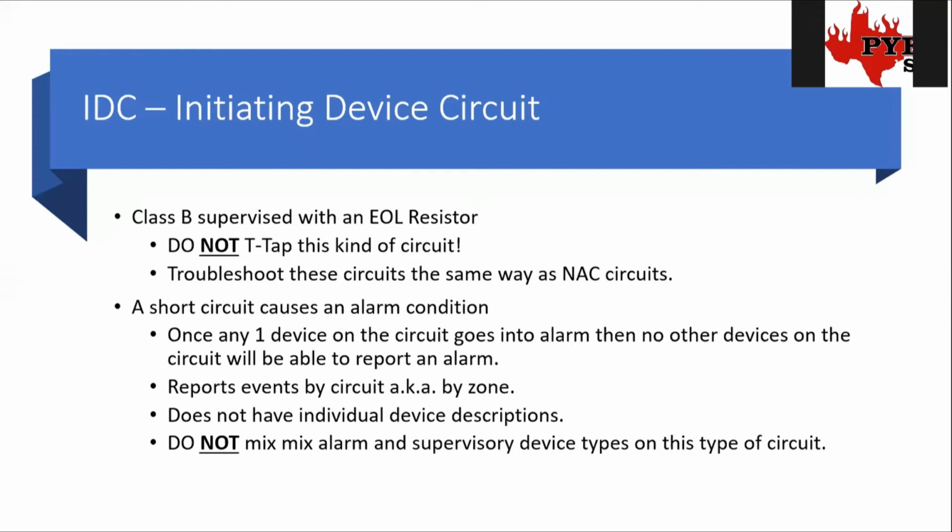So if you have a problem on that circuit or you have a problem with one of those devices, you're going to have to travel the whole length of that zone. You're going to have to walk down it, look and inspect and everything else to try to figure out where it is. The same as if there's a fire and it's reporting an alarm. You just know that the alarm's in that section of the building. You don't actually get the individual device reporting off of these IDC circuits.